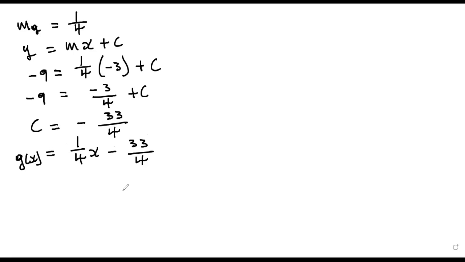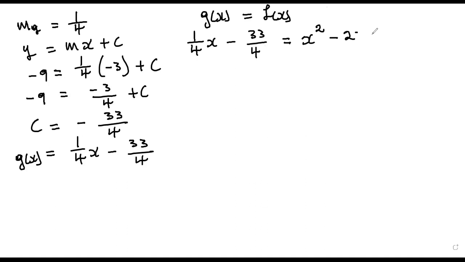But now what do we know? We know that K and R are the points of intersection. So what are we going to do? We must equate these two functions because we understand that where they intersect is where they are equal. So your g of x will just be 1/4x minus 33/4, like that. f of x in expanded form is going to be x squared minus 2x minus 24, like that.